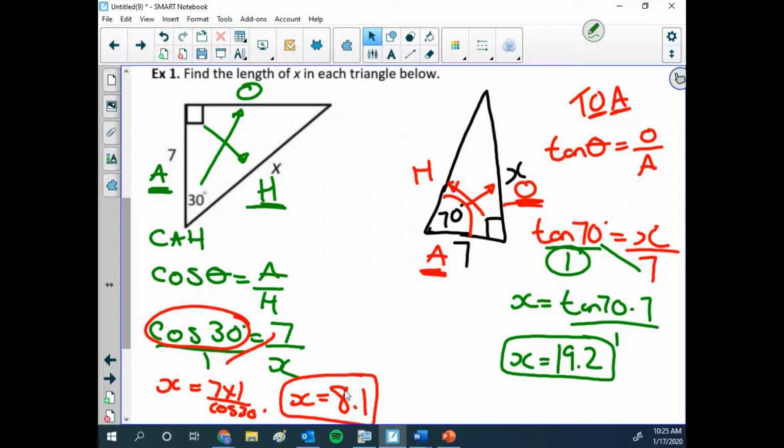That's where it comes into play, where you have to set that up over 1. And obviously, you could also use sine depending on what you're given, but in the two examples we have here, we're not given that.